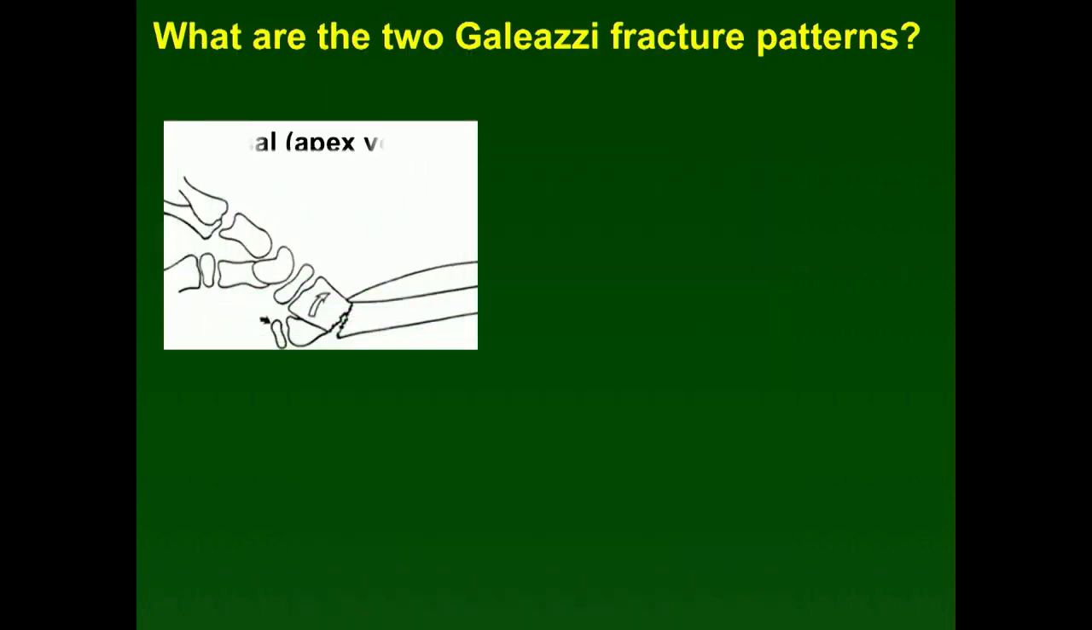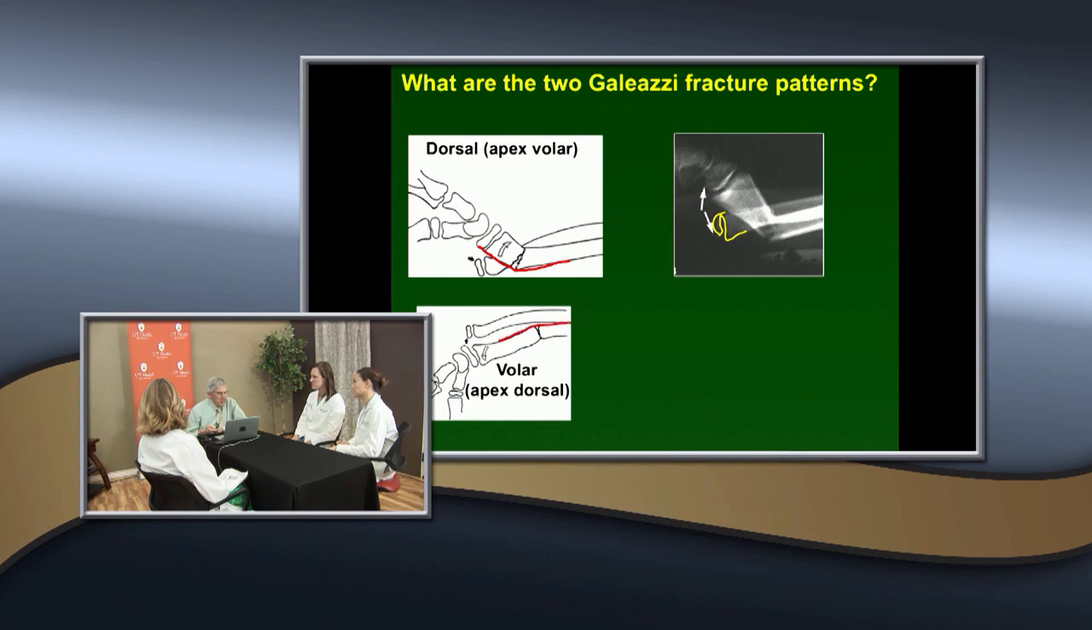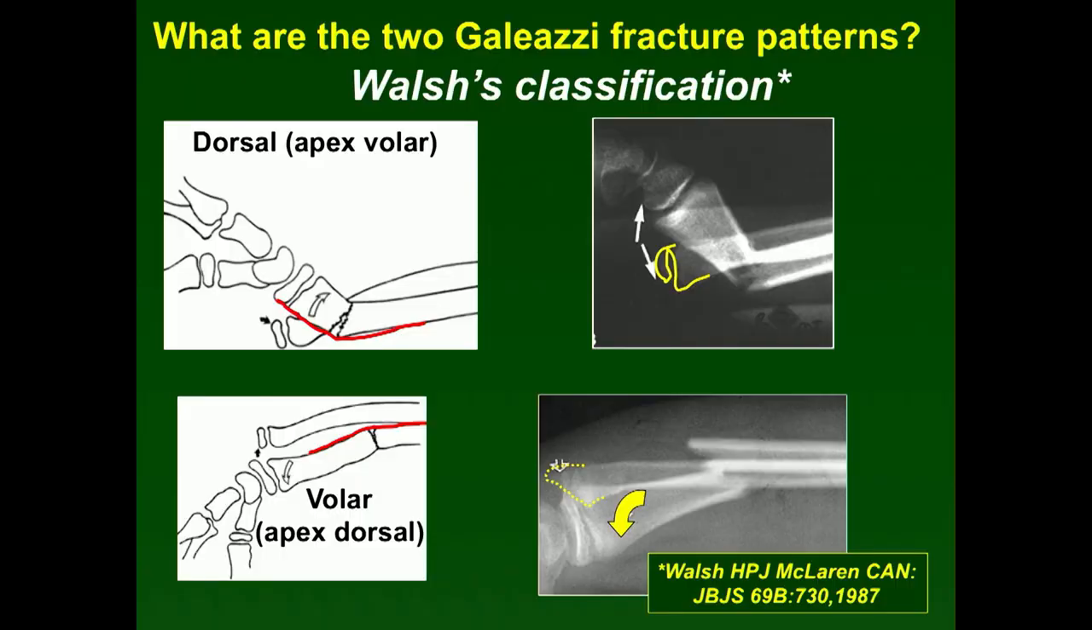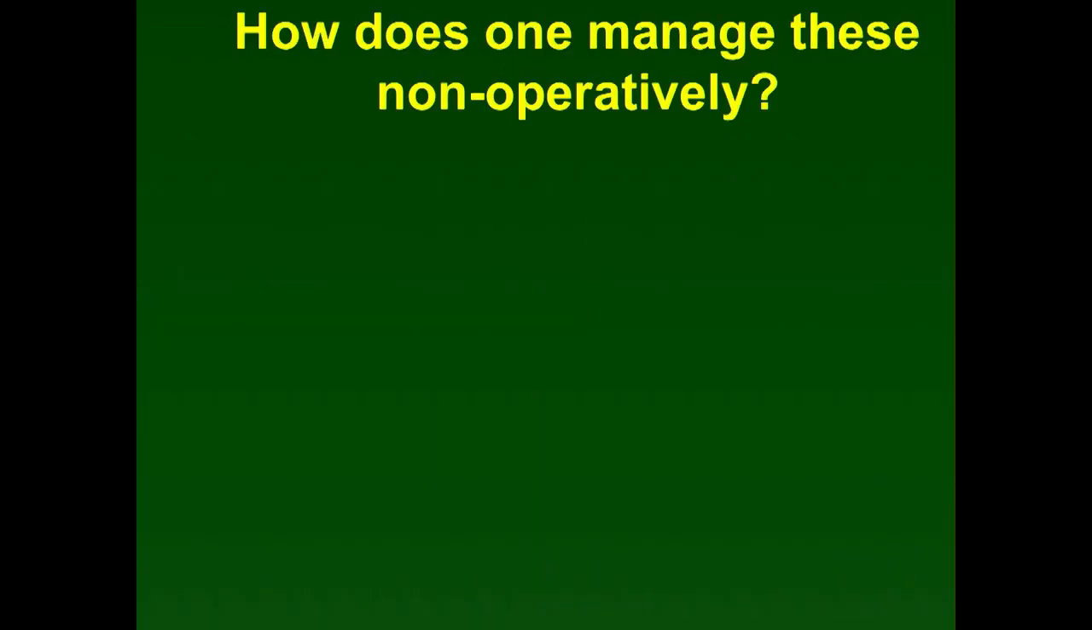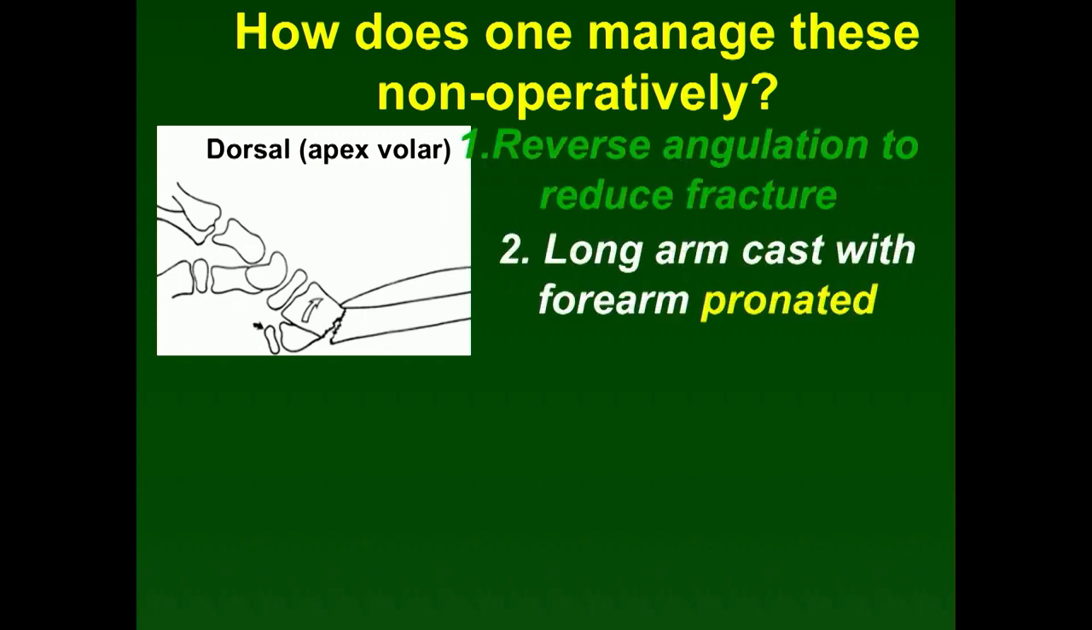But the key is, there is a volar fracture, and what's the other one? That's volar, what's this one? Apex dorsal. Apex dorsal, that's right. You can see here, and that's Walsh's classification. And so, how do you manage these? If it's this one, how do you manage it? You would reduce it and cast it in supination. Yeah. This is one that you put in a long arm cast with the forearm pronated. It's in supination, so you put it in pronation.